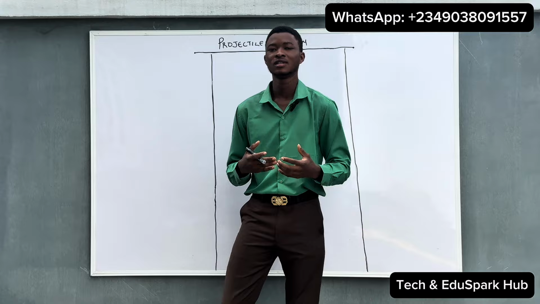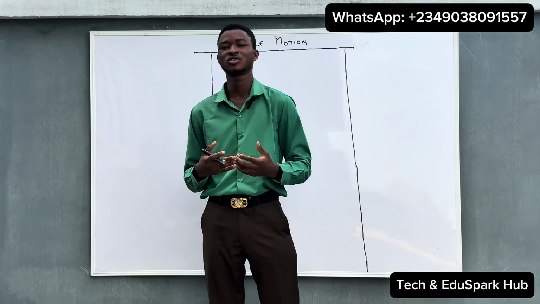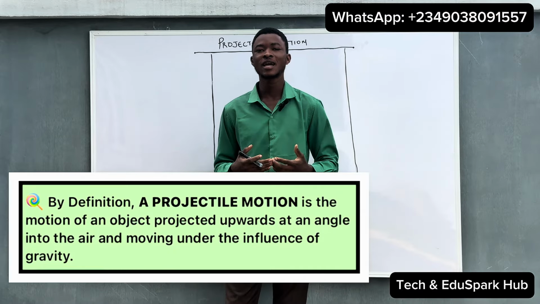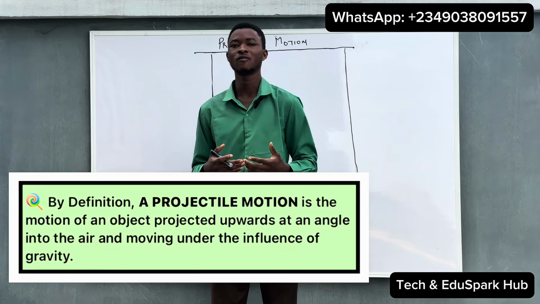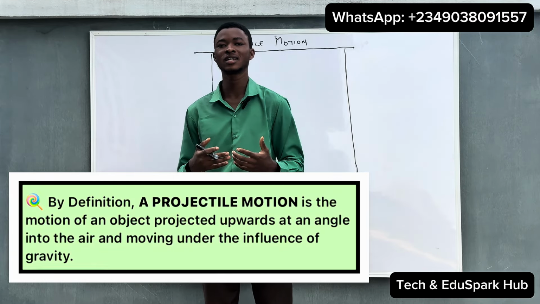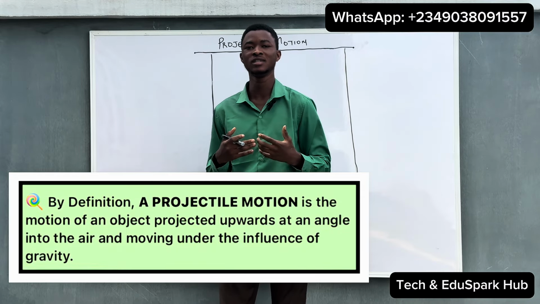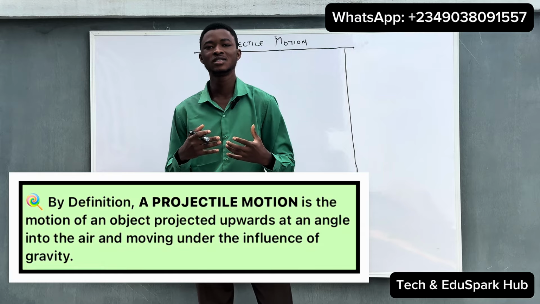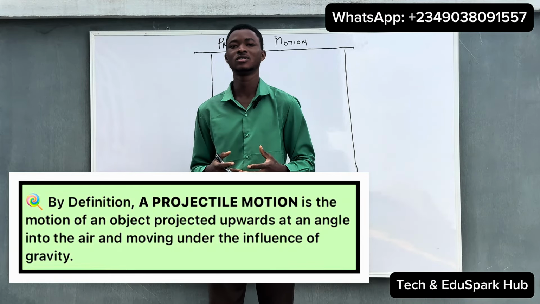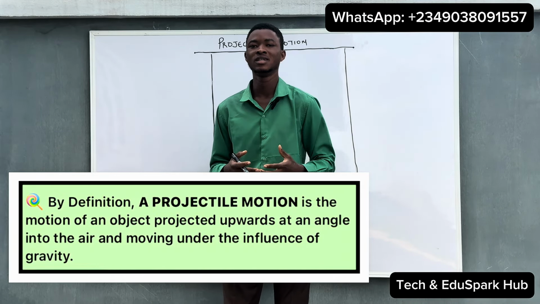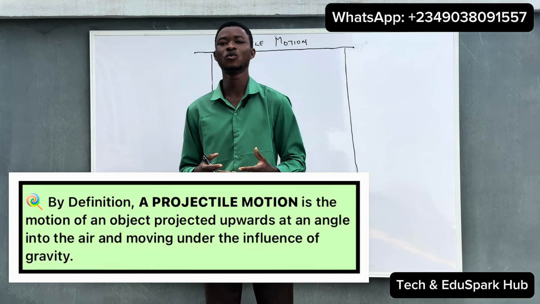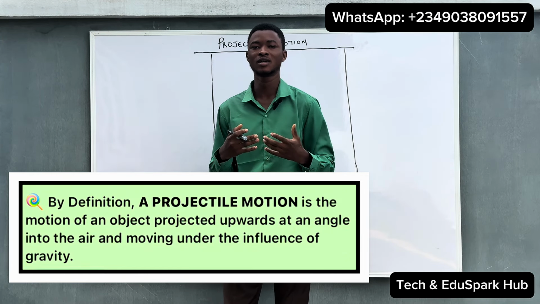So firstly, let's define what projectile motion is. By definition, as displayed on the screen, projectile motion can be defined as the motion of an object or a body projected upward at an angle into the air and moving under the influence of gravity. So this is the definition of projectile motion. It is the motion of an object or a body projected into the air at a specific angle and moving under the influence of gravity.